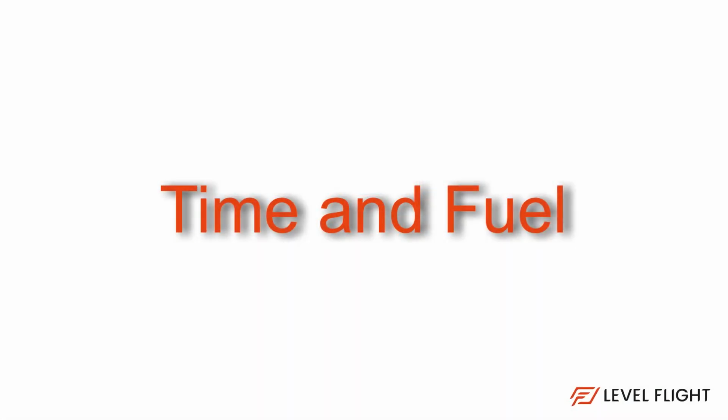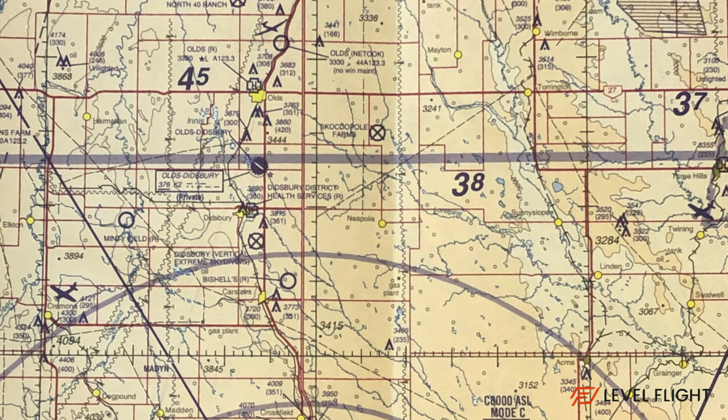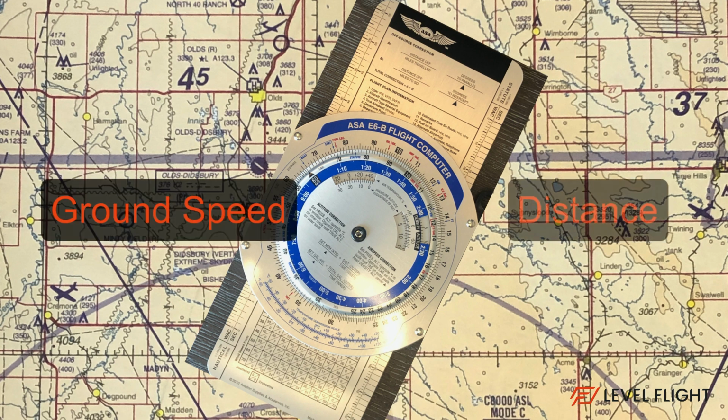Now that we've figured out how to get where we are going, we need to figure out how long it will take to get there. To figure this out, we will again be using our E6B. Remember that we need two things in order to solve this problem: our speed and our distance. Because we are figuring out how long it will take to travel a certain distance over the ground, we need to use our ground speed.